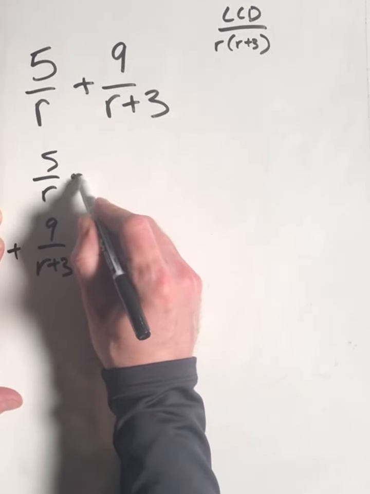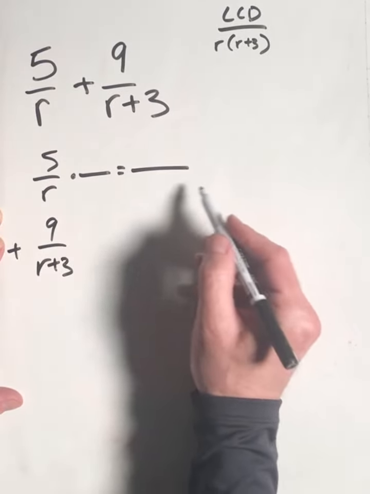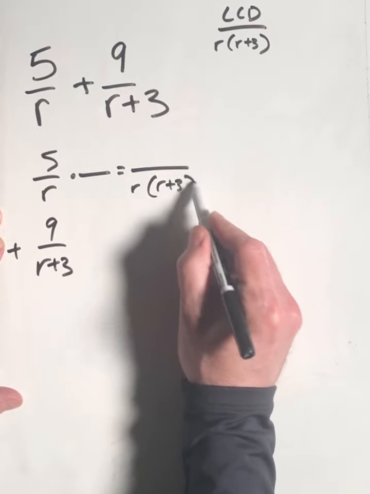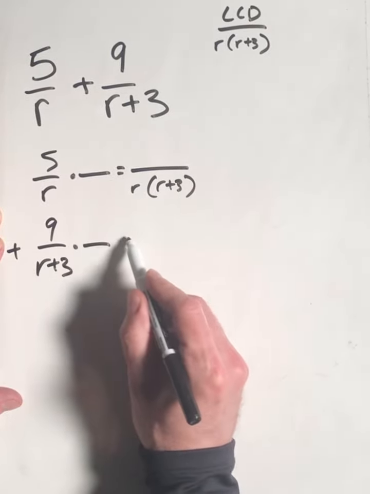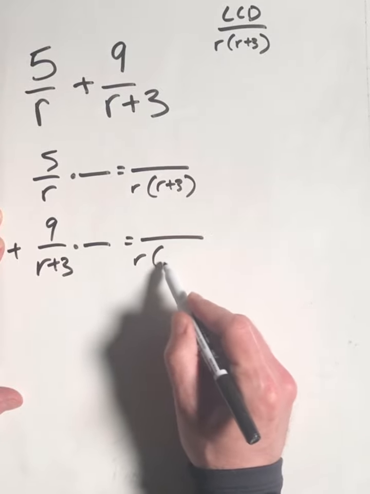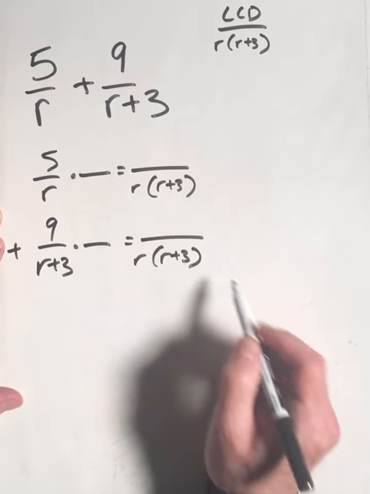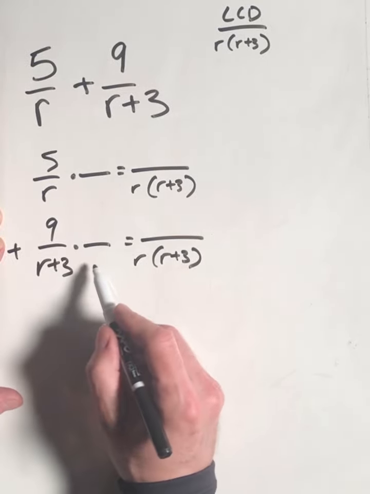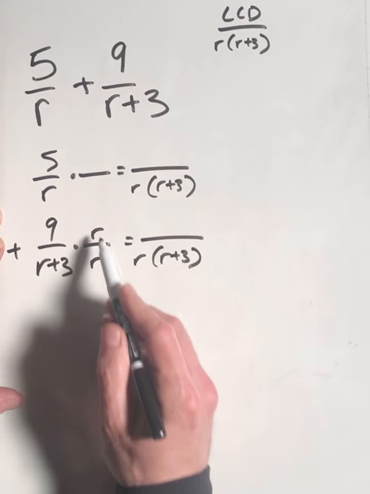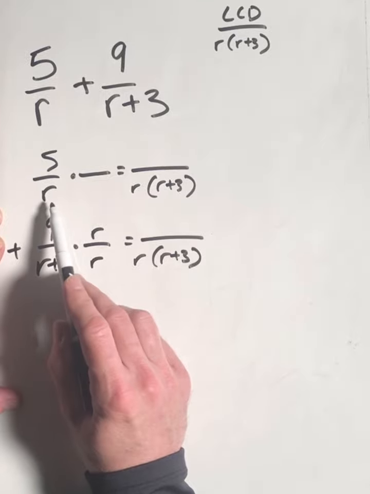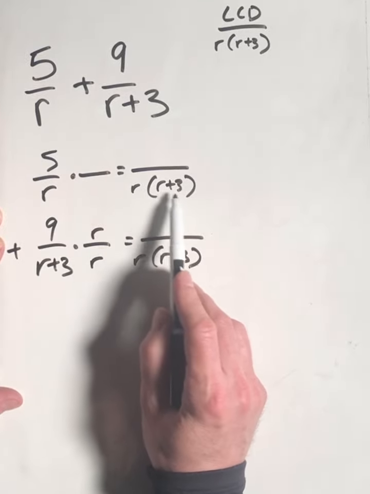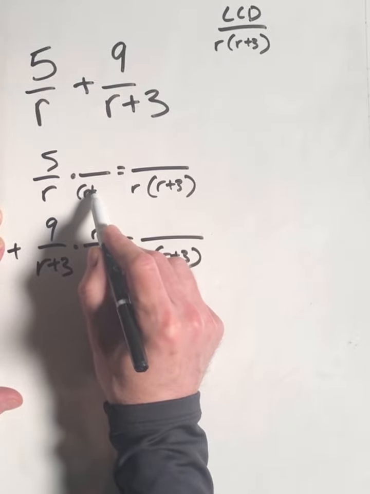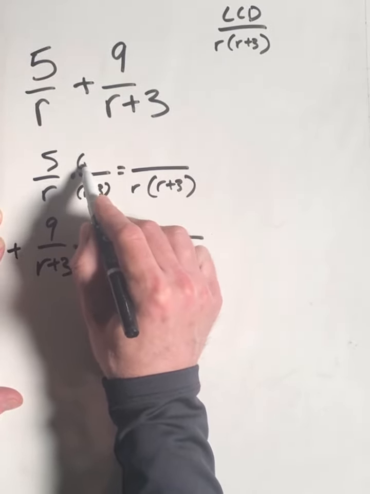And again, we're going to multiply the fraction by another fraction to equal a third fraction with our common denominator, which we said is going to be r times r plus 3. What do we have to multiply r plus 3 by to get r times r plus 3? Well, we multiplied it by r, so it's really just r over r. What do we have to multiply r by to get r times r plus 3? Well, we had to multiply it by r plus 3. So this is where we're going to have to put the entire binomial.